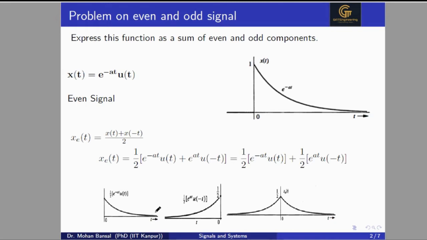If we add both of them, because we need to add x(t) plus x(minus t), we get half magnitude of e to the power minus at u(t) plus e to the power at u(minus t). One signal is the rising signal and the other is the decaying exponential signal. If we add, we will get this kind of signal.